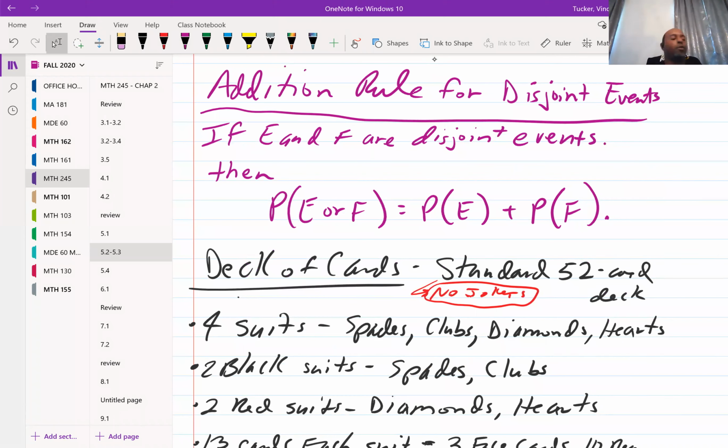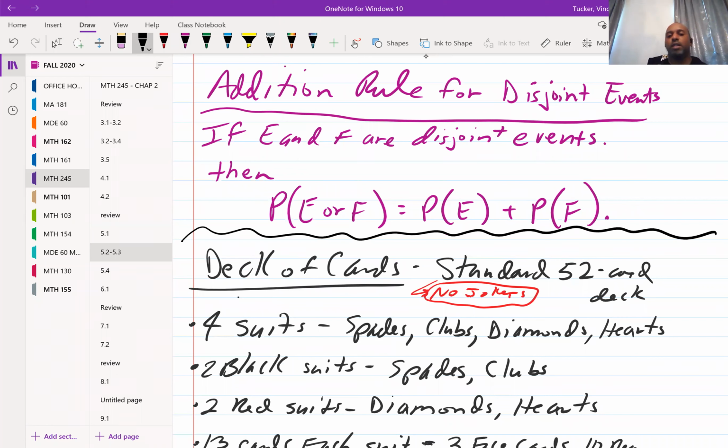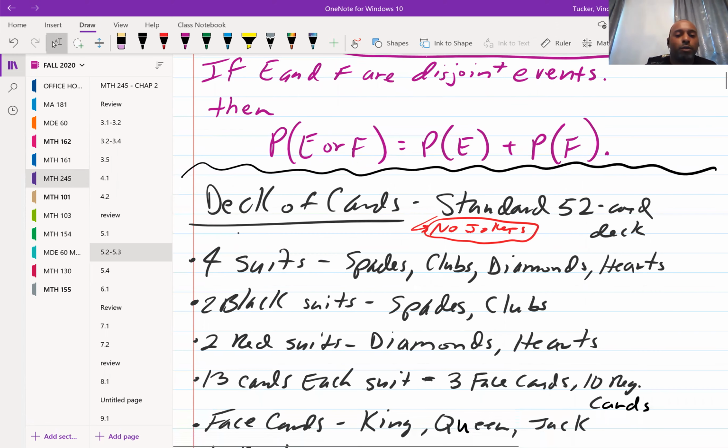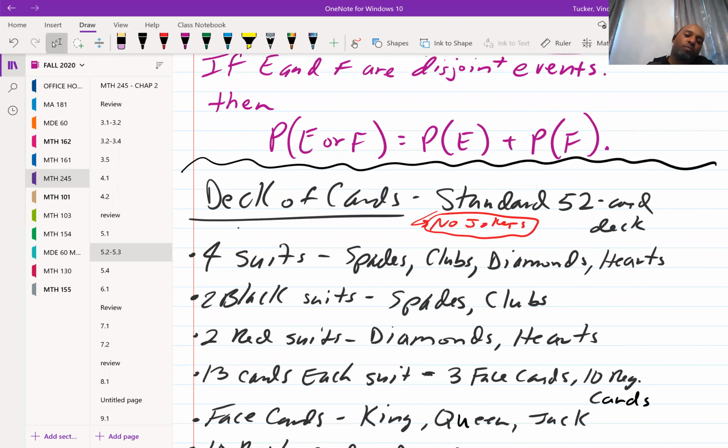All right, so before we get into a legit example, we want to make sure we explore the details of a deck of cards. A standard 52 card deck means no jokers. We have four suits: spades, clubs, diamonds, and hearts. Two of those suits are black, spades and clubs. Two are red, diamonds and hearts.